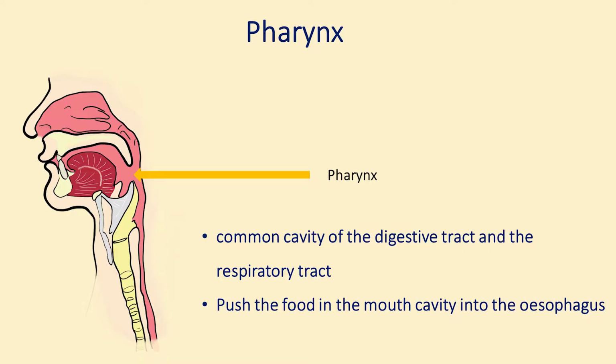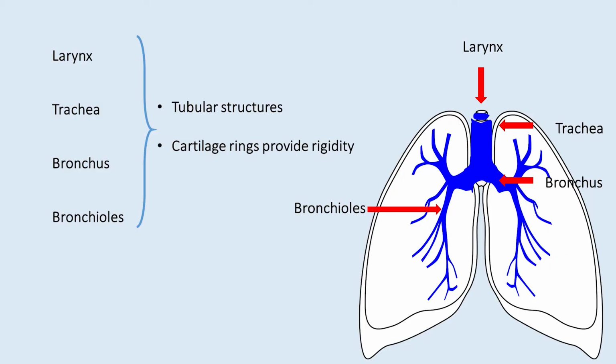The next part is the pharynx. Pharynx is a common passage for both respiratory tract and the digestive tract. Air from pharynx enters into larynx and then into trachea. Trachea divides into bronchus, the left bronchus and the right bronchus. Bronchus further divides as bronchioles. This diagram shows a simplified structure of how bronchus and bronchioles divide. These tubular structures have cartilage rings to provide rigidity and to avoid collapsing.